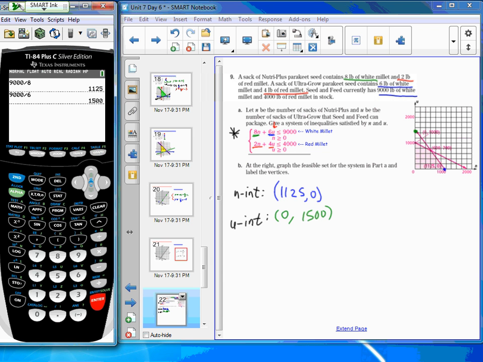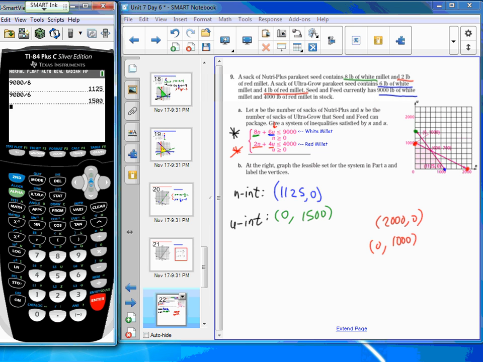All right. We can do the same thing for that second equation. The n-intercept in the second equation, when u equals 0, n equals 4,000 divided by 2, which is 2,000. That's how we get this point. When n equals 0, u equals 4,000 divided by 4, which is 1,000. That's how we get this point.